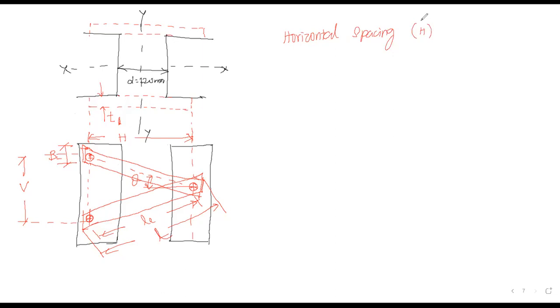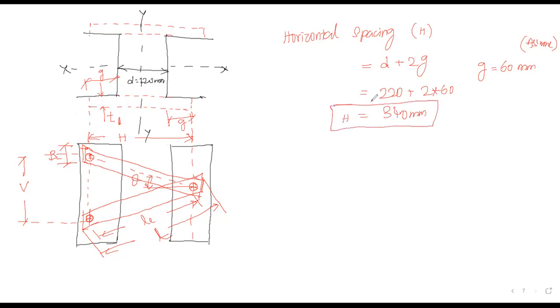Horizontal spacing H is nothing but D plus the gauge distances. On this side and this side we have gauge distance. So horizontal spacing H is equal to D plus 2 times G, the gauge distance. I'm going to assume the gauge as 60 mm. So D is 220 mm plus 2 into 60 mm, which becomes 340 mm, the horizontal spacing H. Next, vertical spacing.